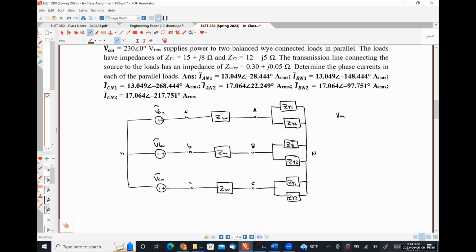From our problem, we know that VAN is 230 angle 0 degrees volts. ZY1 is 15 plus j8 ohms. ZY2 is 12 minus j5 ohms. ZW is 0.3 plus j0.05 ohms. Now we need to draw our single phase equivalent circuit.